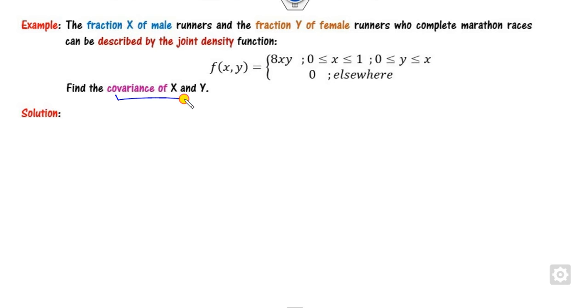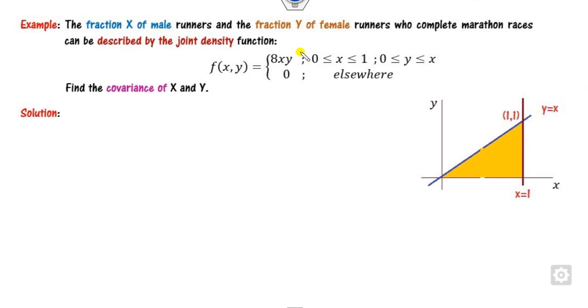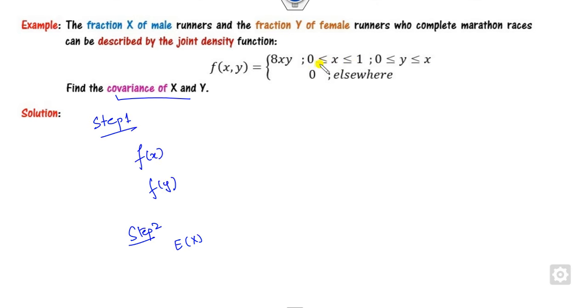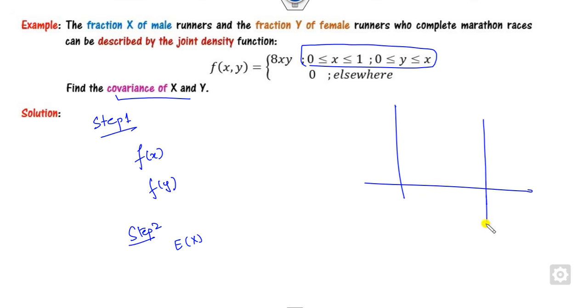Look at another example here. Again you have to find the covariance of x and y. Now there is a relation between them, so we apply the two steps. Step 1: find the marginals f of x and f of y, and step 2: find the expected values of x, y and so on. So let's draw the graph of this feasible area to find the marginal. So x is 0, x is 1, y is x. So this coordinate is 1, 1. So the feasible area is here.